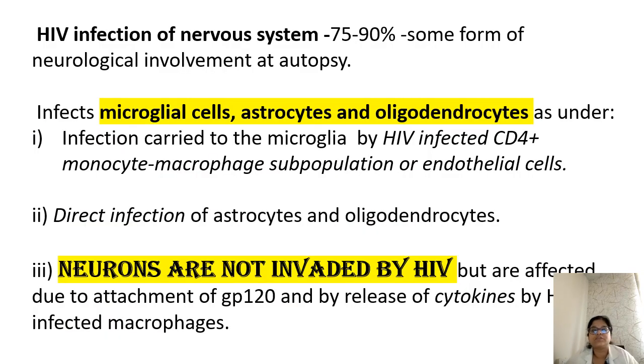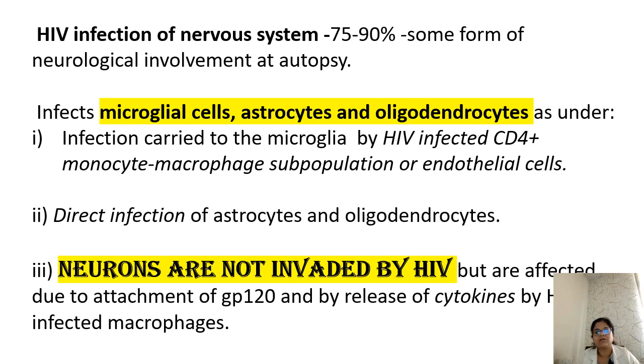HIV infection of the nervous system plays a very important role, where in 75 to 90% of cases some form of neurological involvement is seen, especially in autopsy cases. It infects the microglial cells, astrocytes, and oligodendrocytes. Infection is carried to the microglial cells by HIV-infected CD4 plus T cells, the monocyte-macrophage subpopulation, or even by the endothelial cells. Direct infection of the astrocytes and oligodendrocytes also occurs, and the only characteristic feature to be remembered here is that neurons are not invaded by the HIV.